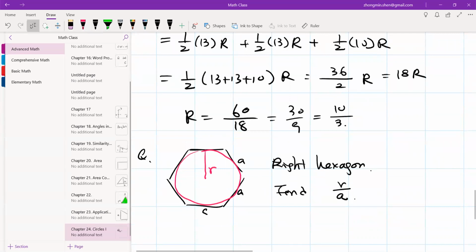You don't need to know the exact value. If A is getting larger, the radius is getting larger, proportionally. So just find the ratio. Okay? So what is the idea? Well, sometimes they have to do it like that, right? This is not a complicated problem. Okay, it's a regular hexagon. A circle is inscribed in a regular hexagon.